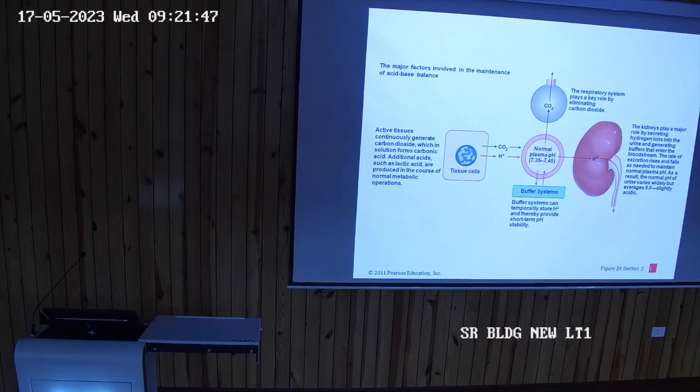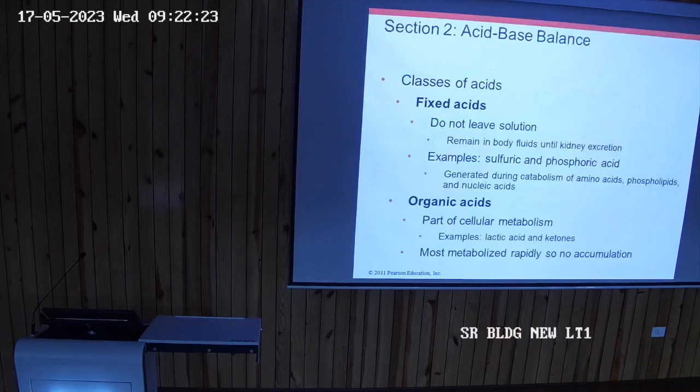Now buffer systems can temporarily store protons and thereby provide short-term pH stability. It is a short-term process. The respiratory system plays a key role by eliminating carbon dioxide, and the kidney plays a major role by secreting hydrogen ions into the urine and generating buffers that enter the bloodstream. Hydrogen ions get removed through the urinary system, but the bicarbonate is reabsorbed. The pH of urine varies widely, but the average is 6, slightly acidic. Classes of acid: fixed acid and organic acid.